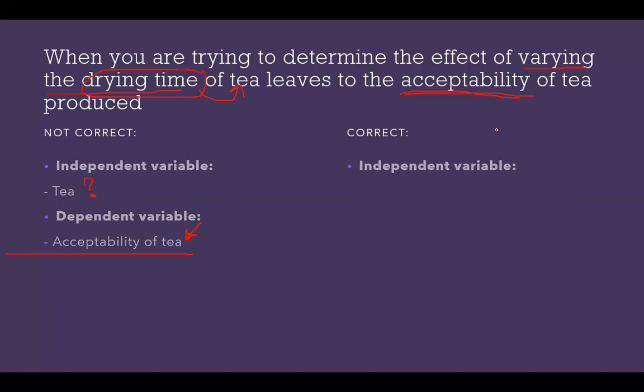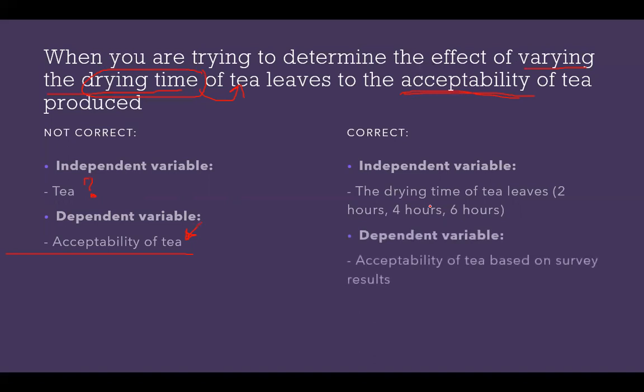Since it is clear that we have varying drying times, put in the independent variable: the drying time of tea leaves. Complete it. Do not be scared that it is not one word. It doesn't have to be one word. You can just complete it to make it clearer. The dependent variable is the acceptability of tea based on survey results. So, as I've said earlier.